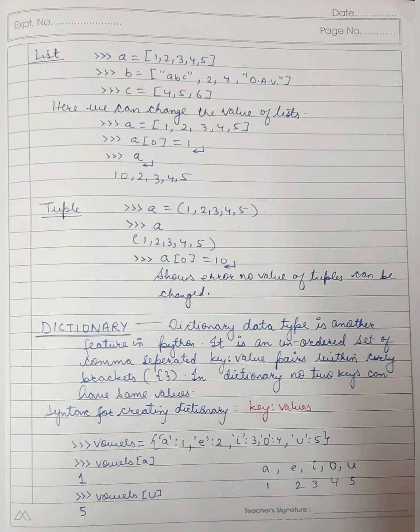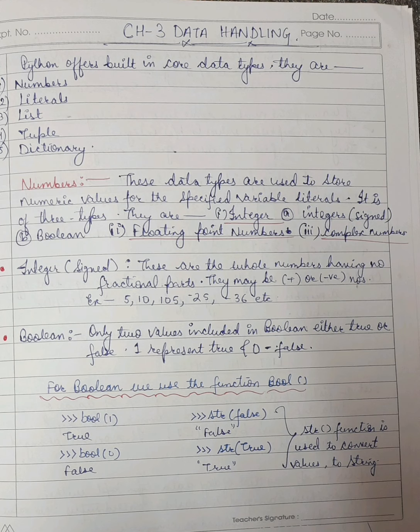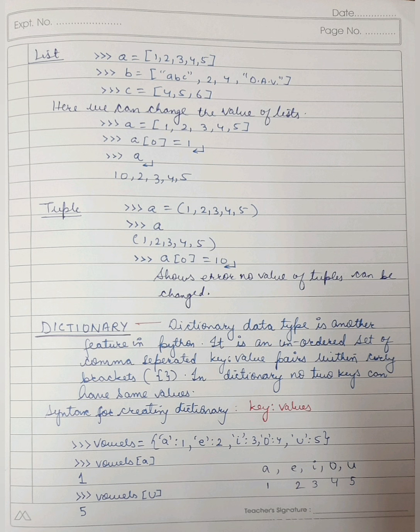Here we can change the values of a list. a is equal to, enclosed in square brackets, 1, 2, 3, 4, 5. Now we are changing values. So a[0] is equal to 10. Then we press enter. Then print a, and the output will be 10, 2, 3, 4, 5.